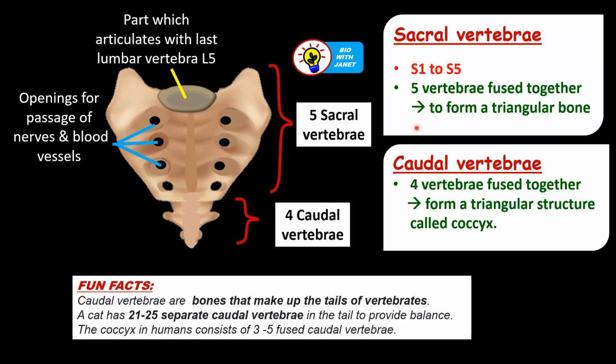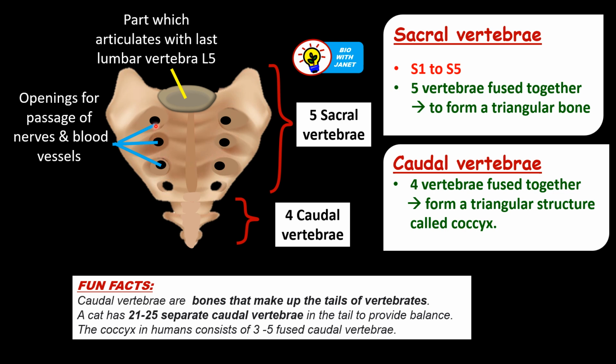Now let's go on to the fourth type of vertebrae, which are the sacral vertebrae. A human being has 5 sacral vertebrae, S1 to S5, that are fused together to form a triangular bone that is found in the lower back of the body near the hips. So all these 5 sacral vertebrae have fused together to form a triangular bone.